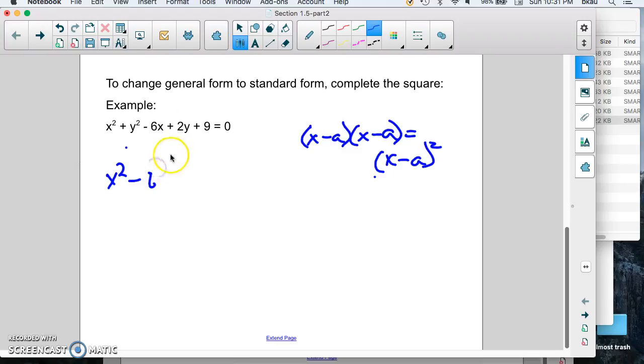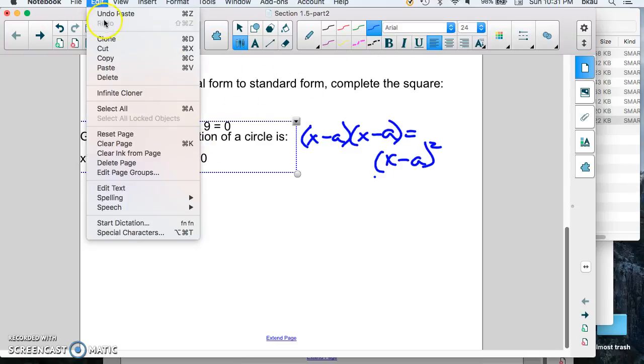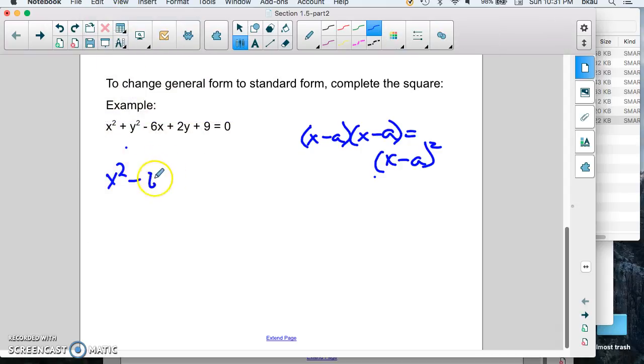Okay, my computer is working against me here. So let's work on erasing this and starting again.